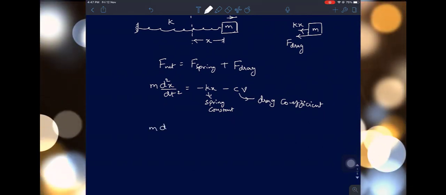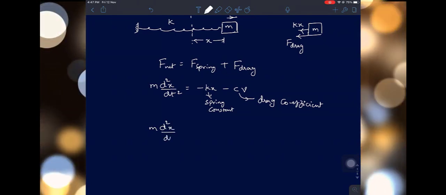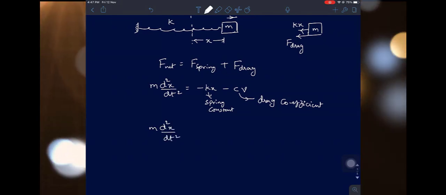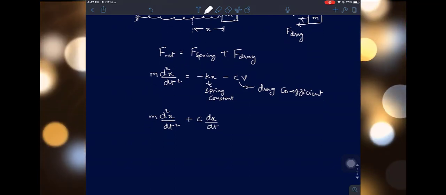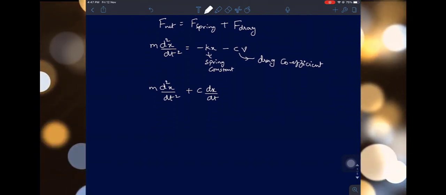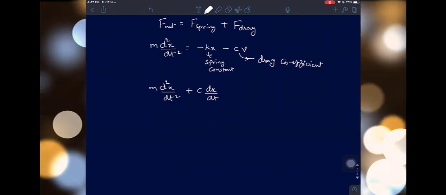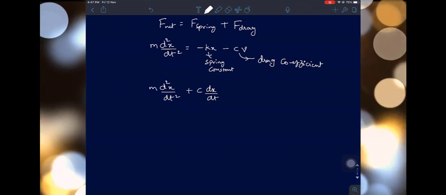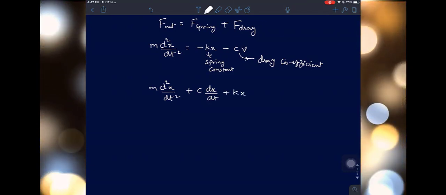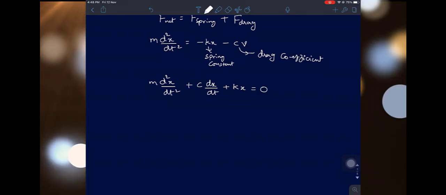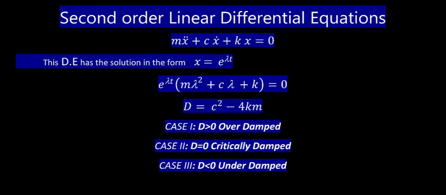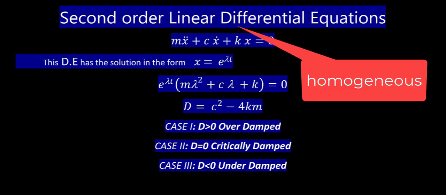When we rewrite this equation, we will get a differential equation which is m d square x by dt square plus c into dx by dt plus kx is equal to 0. This differential equation is called a second order linear homogeneous differential equation. I repeat, second order linear homogeneous differential equation.